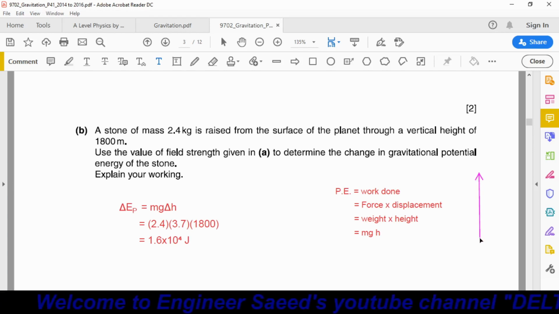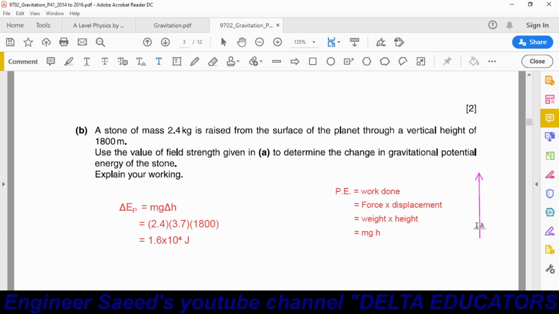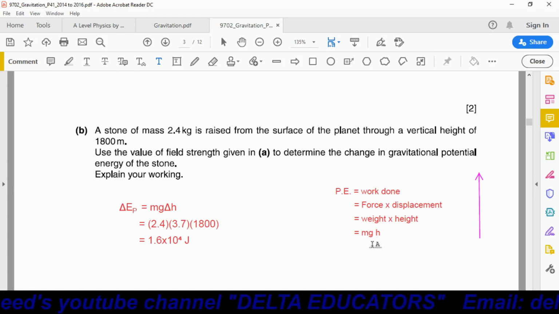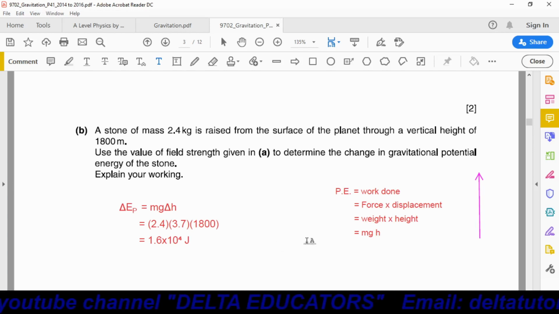When we move the object from the surface of the planet to a certain height, it means some work is done. So we can say the change in potential energy will be equal to work done, and the formula for work done is force times displacement. In this case, force is the weight of the object, and the displacement is the height the stone has moved. Weight is given as m times g, and the height is represented by h. So gravitational potential energy is equal to mgh, or mgΔh. We use delta h because of the change in height.